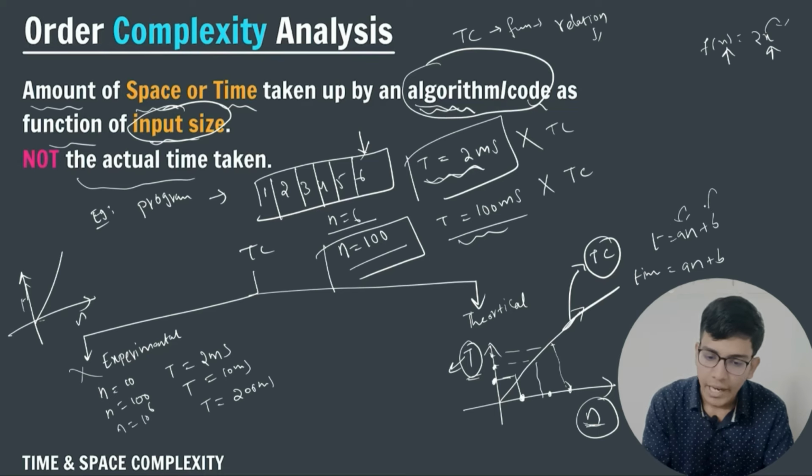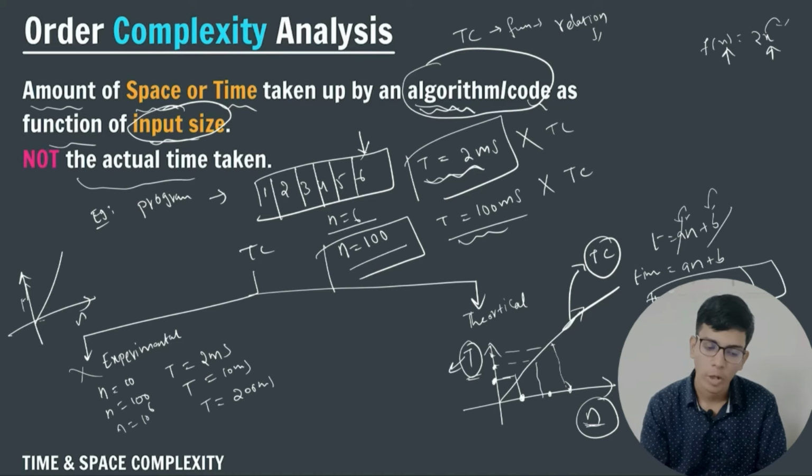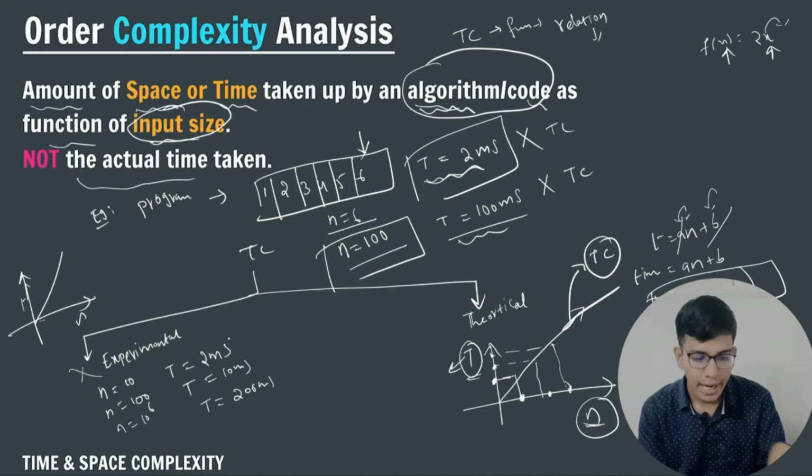Where a and b are constants. For time complexity, we'll ignore constants, and the time complexity will become big O of n. So this is my time complexity for the given code. We don't use the experimental method and all those things.